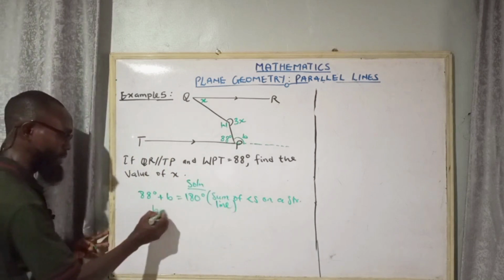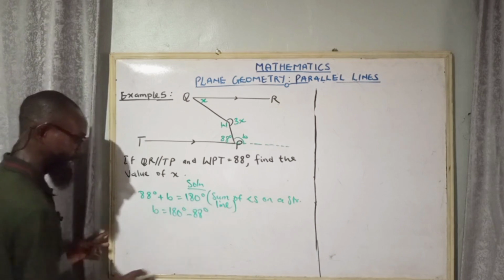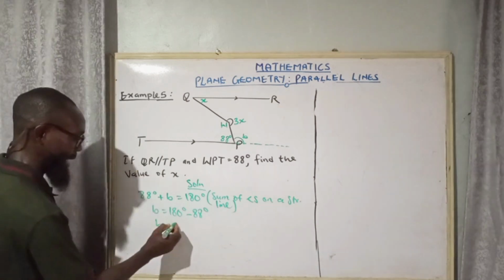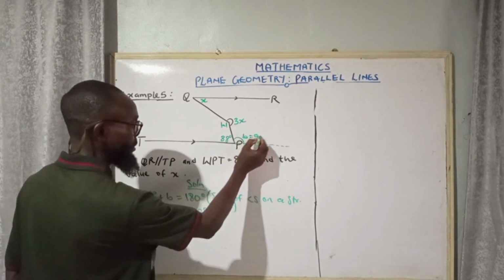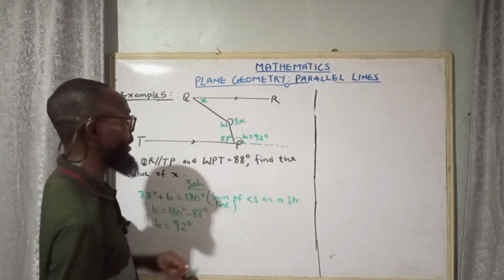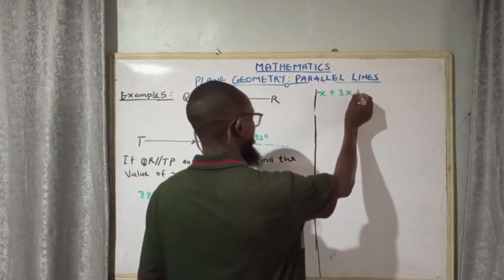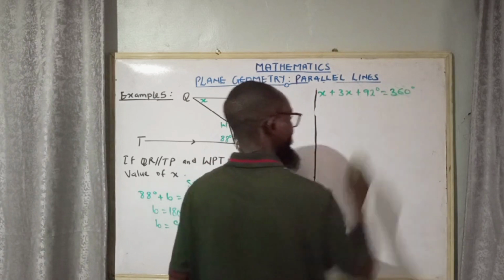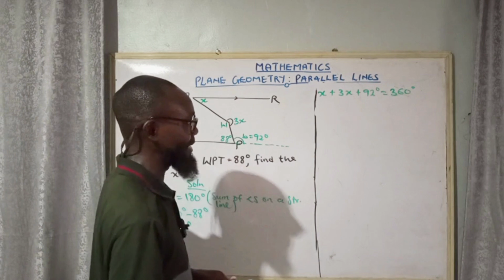So B is equal to 180 degrees minus 88 degrees. So when you subtract, what do we have? 92 degrees. Now our B is 92 degrees. So from here, we can now sum up the angles between the 2 parallel lines. X plus 3x plus 92 degrees is equal to 360 degrees. That is, angles between parallel lines and intersecting lines.